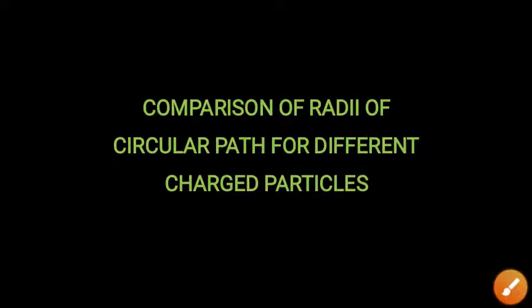So children, let us compare the radii of circular path for different charged particles. We have seen when the charged particles move perpendicular to magnetic field, it will follow a circular path. And we have got the expression for radius, that is r is equal to mv divided by qB. That is, the radius is directly proportional to mass and velocity, and it is inversely proportional to charge and magnetic field. That is, for particles having different masses, the radius also will be different.